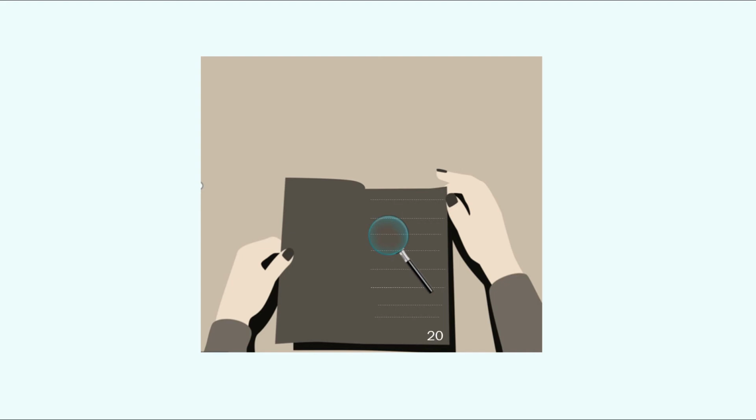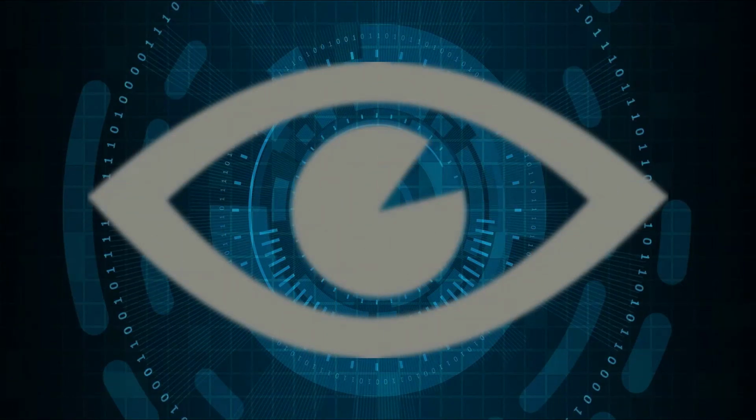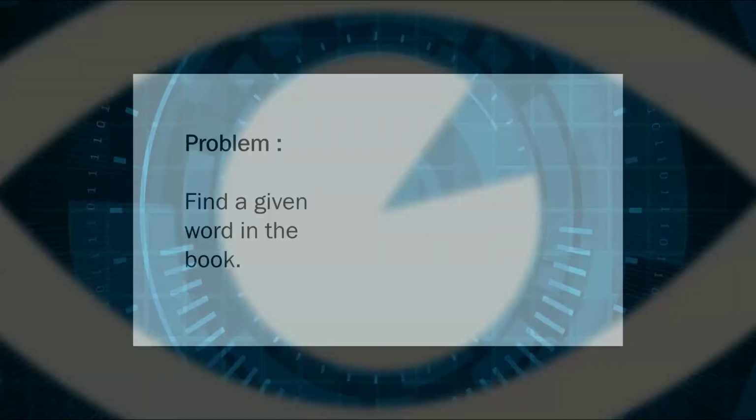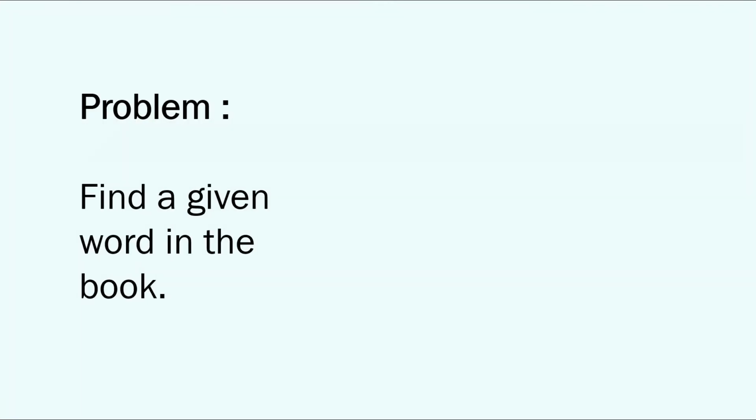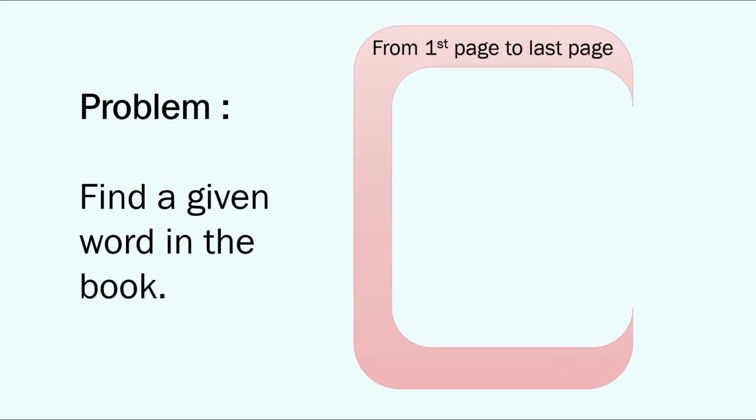Fine, but now let's think of this process algorithmically, or from the eye of programming. The problem was to find a given word in a book. Since you followed the same procedure to search on all the pages, we can enclose the search procedure steps in a loop, which would start from the first page of the book and go till the end.